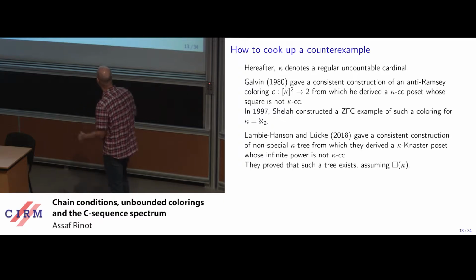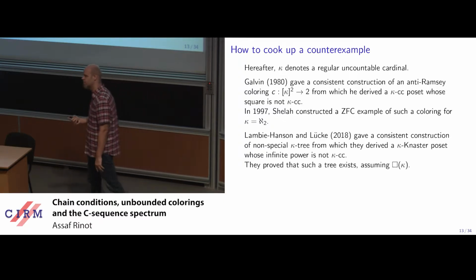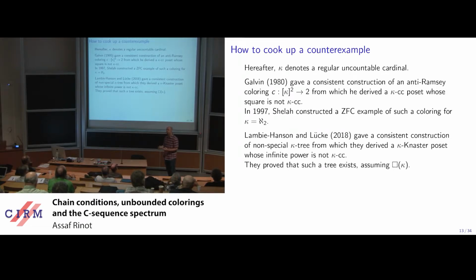Well, they were using the assumption of square(kappa) to construct such non-special trees. So you construct non-special trees, you look at the forcing to specialize them, and you show that they satisfy kappa-clusterness to some degree, but not in the infinite powers. That was the approach. So you see there is a gap here, because Shelah was able to handle even Aleph2 in ZFC, whereas here, if you want to handle even Aleph2, you have to assume some extra.